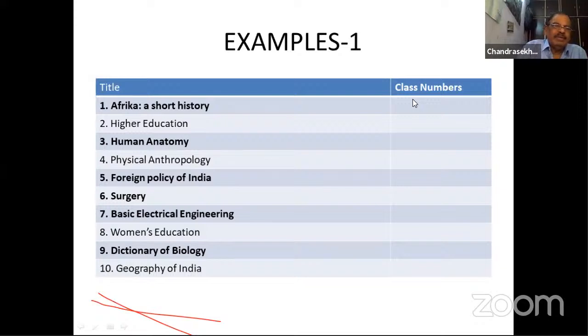Then the next title, Foreign Policy of India. Yesterday we discussed this. 300 social sciences, 320 political science. Under political science, you go to 327. What is 327? International relations. Go to the third summary.